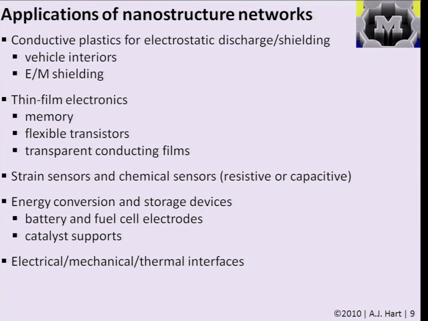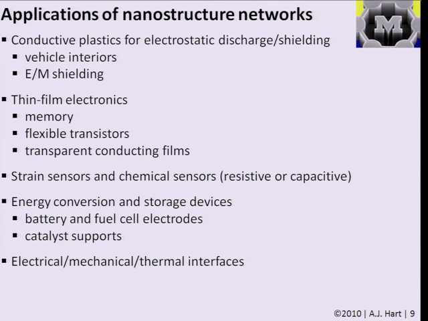There are also a lot of applications in strain sensors and chemical sensors, as well as in energy conversion and storage devices. All the applications, for example, that consider using carbon nanotubes or carbon nanotubes and oxide nanostructures as electrodes or catalyst supports for batteries and fuel cells, for example, to some extent rely on the network properties. You need some bulk assembly of the structures, and then the net electrochemical or electrical property of that assembly is going to depend on their network properties.